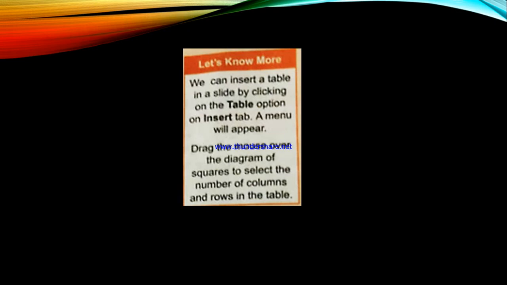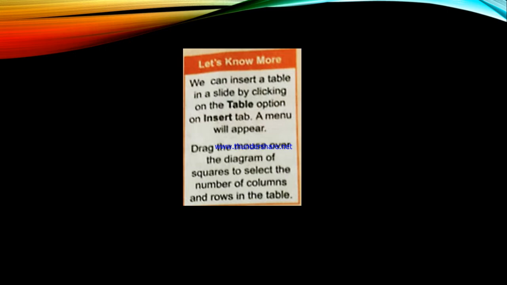We can insert a table in a slide by clicking on the table option in the Insert tab. A menu will appear. You can drag the mouse over the diagram of squares to select the number of columns and rows in the table. On the top left side, a grid will come.